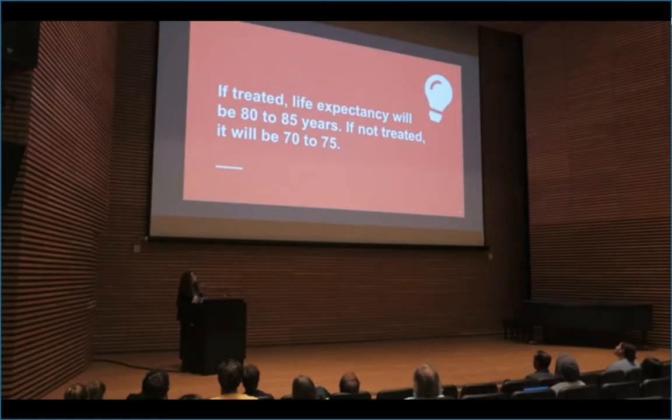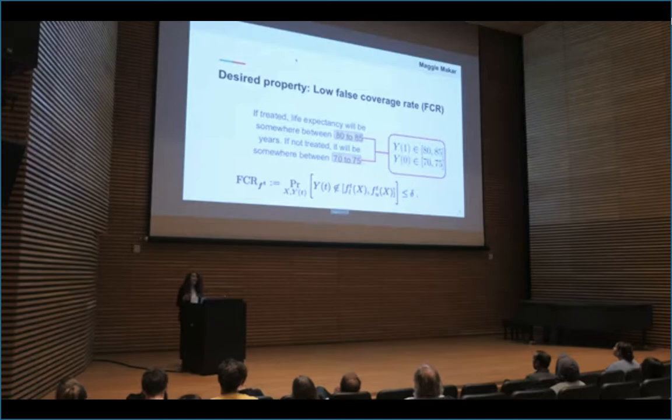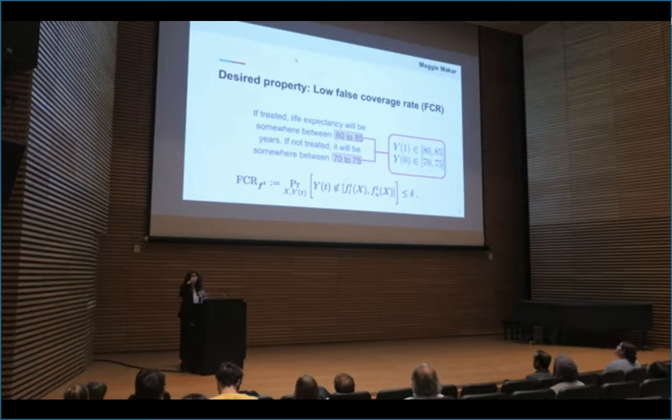We're trying to learn models that enable us to make statements like the one that you see on the slide. So if the patient is treated, her life expectancy will be 80 to 85 years. If she is not treated, it will be somewhere between 70 to 75 years. And for this tool to be useful for decision making, we want the false coverage rate to be low, or in a lot of cases we just want it to be 0. We say that an outcome is falsely covered if the upper bound that we estimate is lower than the true outcome, or the lower bound is higher than the true outcome.